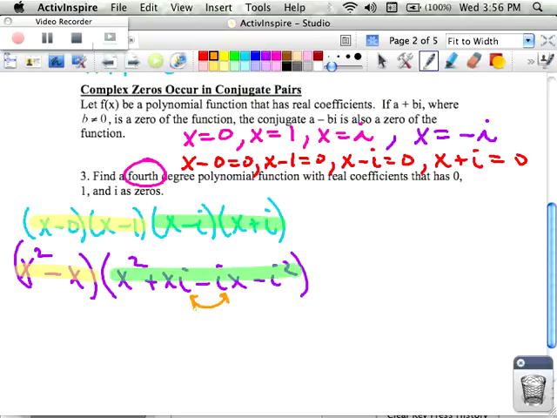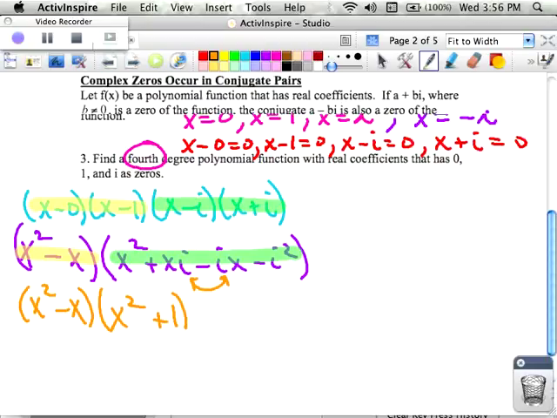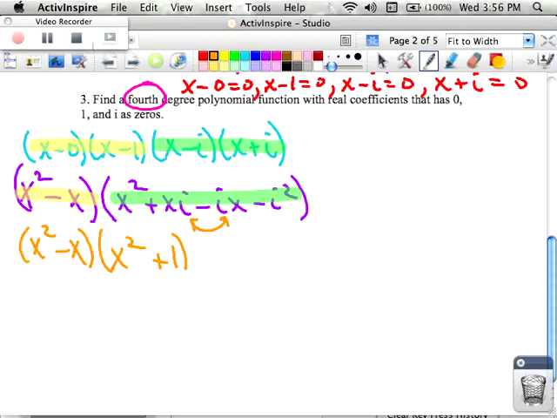So really what I can do is I can rewrite this as x squared minus x in the first parentheses, and the second one as x squared minus i squared. Now that minus i squared, don't forget i squared is negative 1. So the opposite of negative 1 is positive 1. And now all I have left to do really is to FOIL these parentheses out. If I do that, x squared times x squared is x to the fourth, x squared times 1 is positive x squared, negative x times x squared is negative x cubed, and negative x times 1 is negative x.